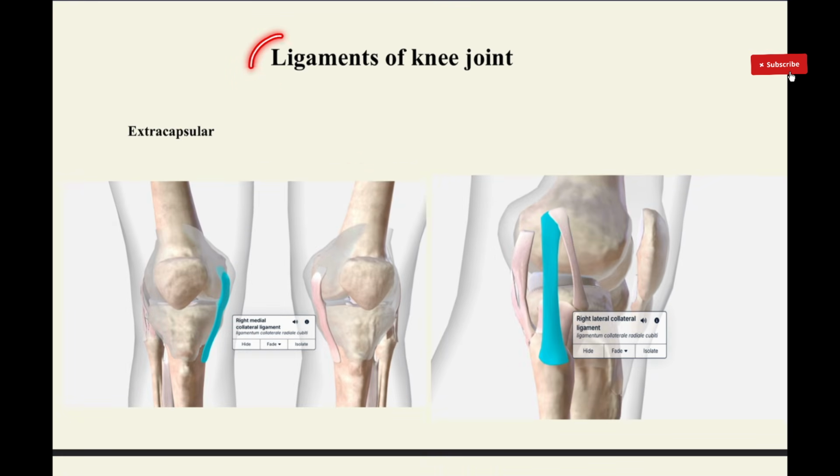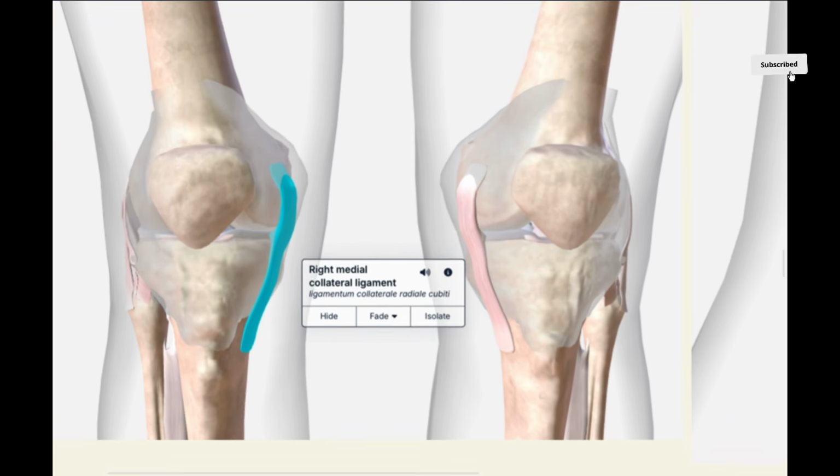Now we are going to talk about the ligaments of the knee joint. We have divided them into two groups: extracapsular and intracapsular. First we will talk about the extracapsular ligaments. The first ligament is your medial collateral ligament.